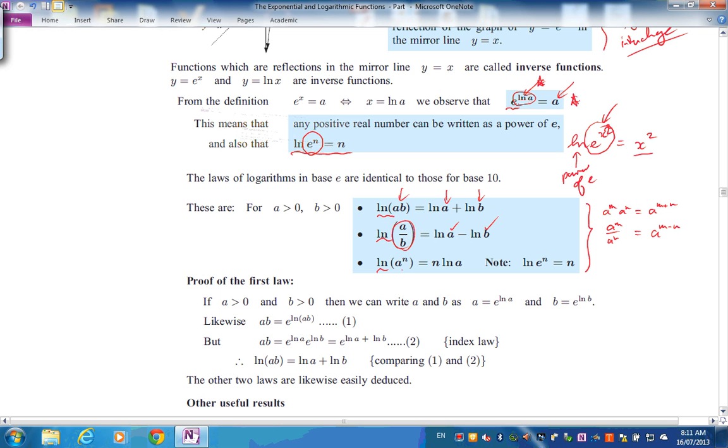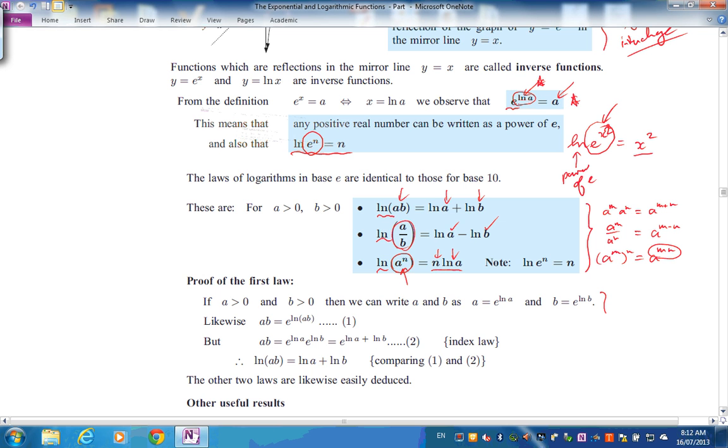The power to get a to the n is n times the power to get a, because we're raising it to a power. It's a one time you multiply powers together. And just remembering here, ln a means the power of e to get a, and then you're raising it to another power. So you're going to multiply that power by the power of e.